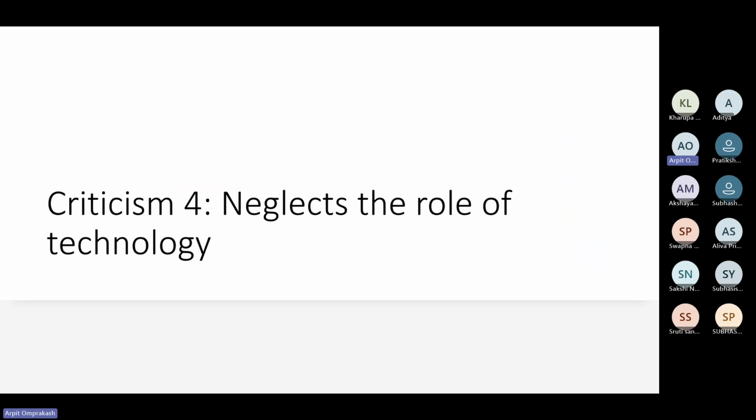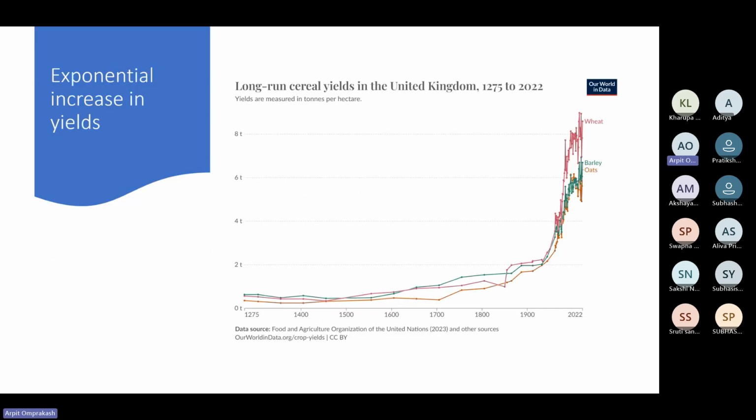And the fourth thing is people say that he neglects the role of technology. So basically this exponential increase in the yield of plants that we see in the very recent years is mostly a direct result of increased technological advancement. So now we have better strains of crops that we are growing that require fewer resources to grow or less management to grow. And we have better pesticides and things like that, which basically prevent our farms from dying off.